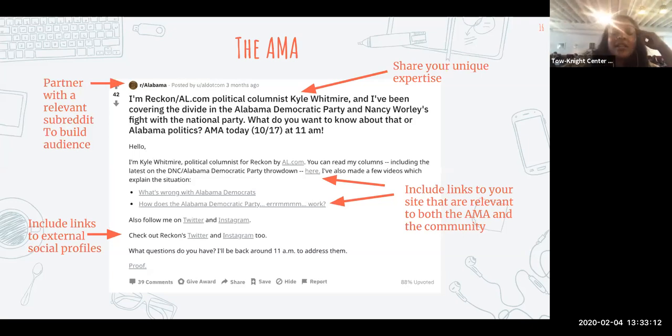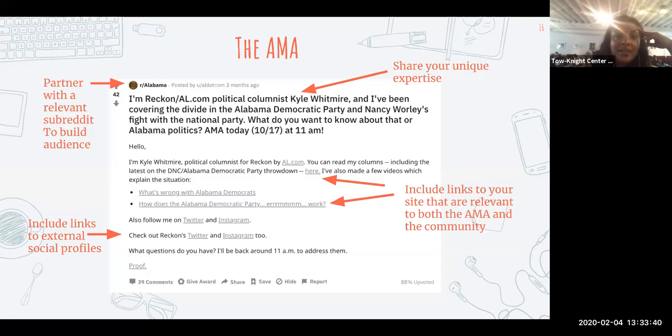Now, you can see this is actually being done in r/Alabama. One thing that's really great is using AMAs to tap into those larger communities. AL.com is obviously going to have a smaller profile than something like r/Alabama, because the volume of people interested in Alabama probably goes far beyond the AL.com coverage area. So by partnering with r/Alabama, they're able to tap into this huge new audience and hopefully build their own audience.